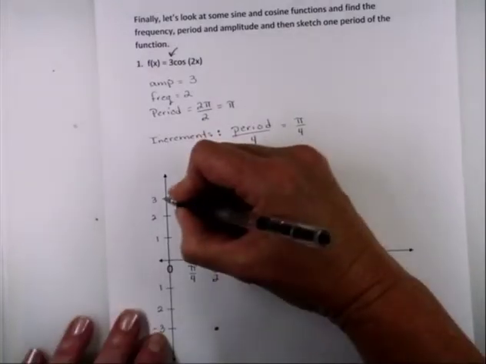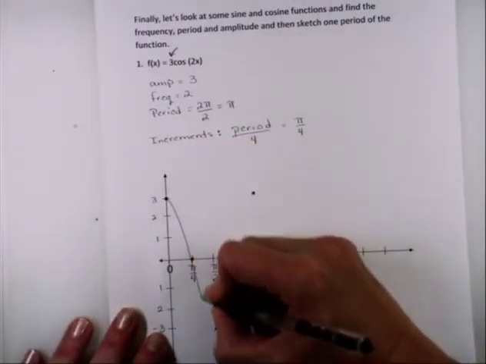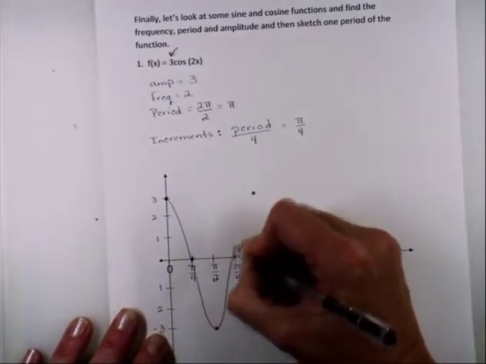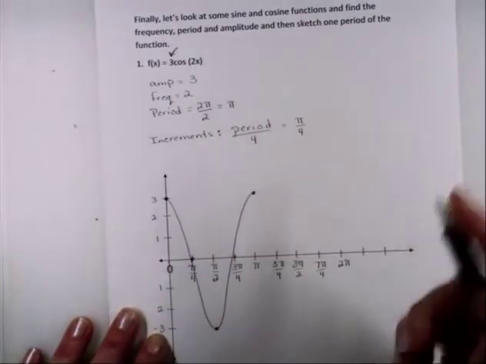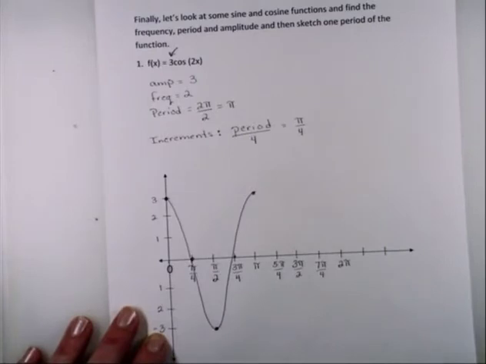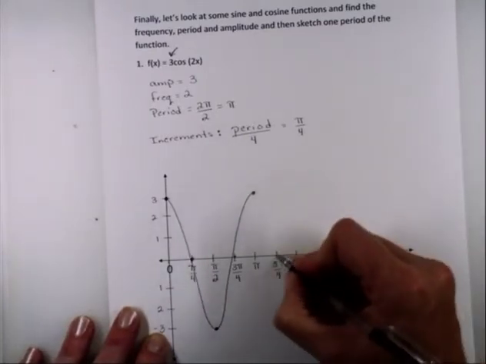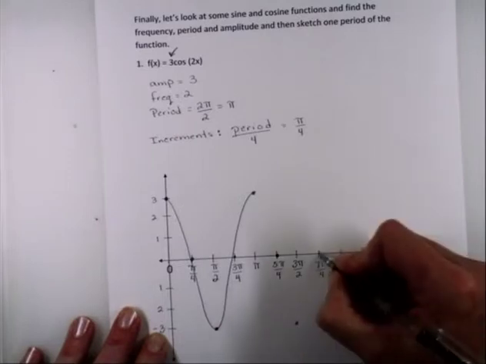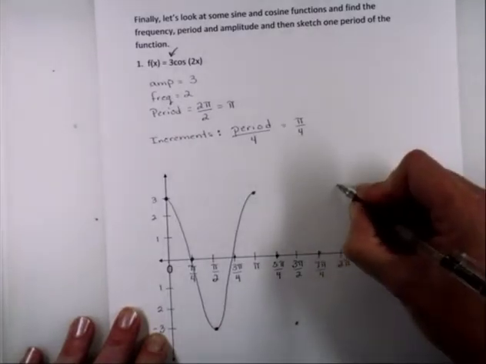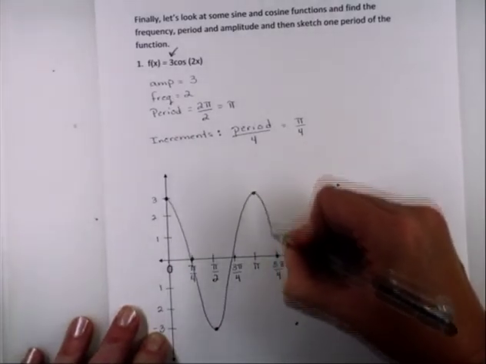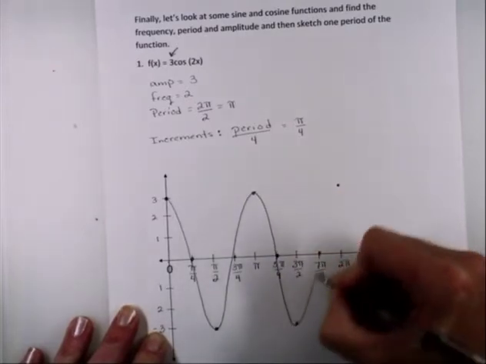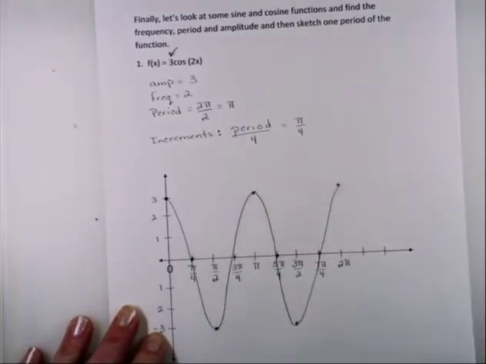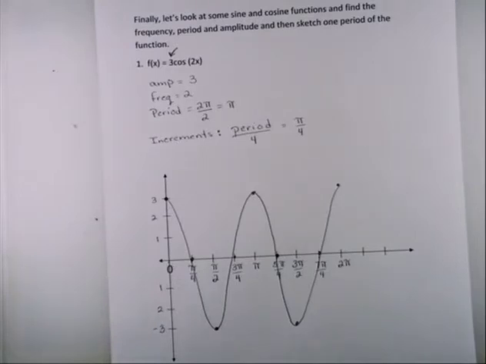Okay, and if you'll notice, I'll go ahead and connect these guys as best I can. That's one complete cycle that occurred in pi. I like to see 2, so I'm going to keep going. So come back down, intercept, minimum, intercept, maximum. And there's my second complete cycle. All right, one final graph and then we'll call it a day.